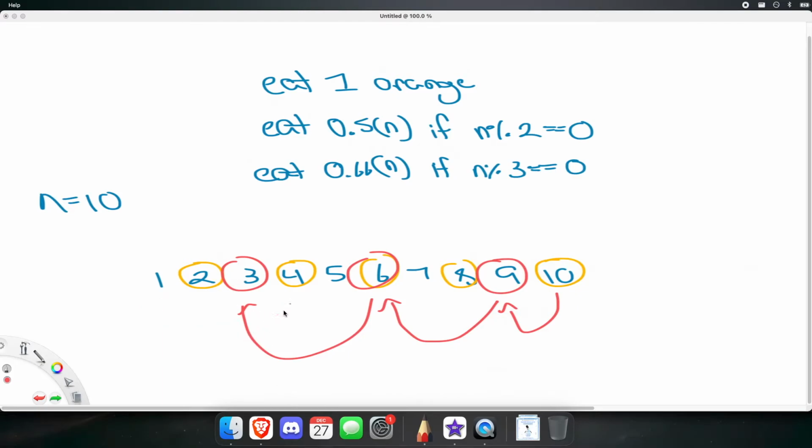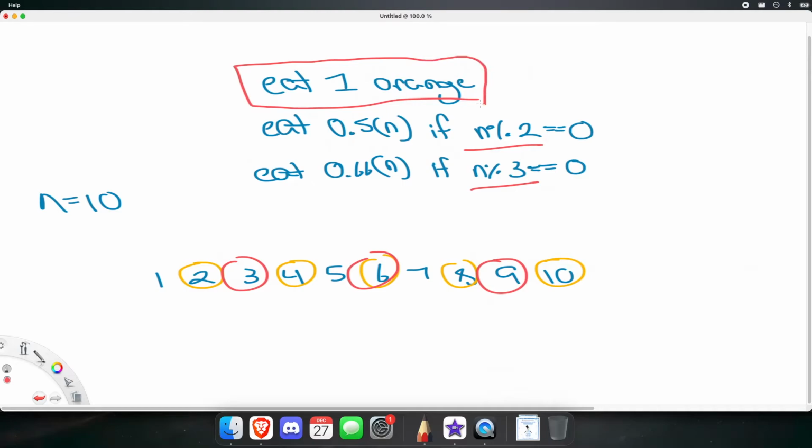Now, the importance of this is that for every single day, we want to either move to a day that is divisible by 2 or move to a day that's divisible by 3. We really don't want to do any recursive calls for just minus 1.